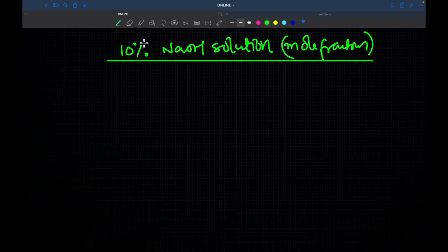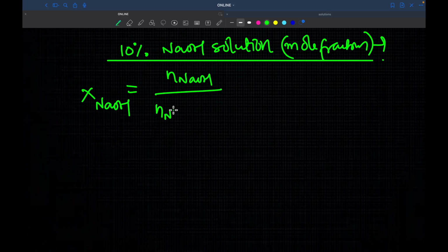So a 10% solution is given. What do we need to calculate? We have to calculate the mole fraction. The formula is the same: the mole fraction of NaOH equals moles of NaOH over moles of NaOH plus moles of H2O. You have to add both, because an NaOH solution contains a solute as well as a solvent. If the solvent is not mentioned, it is nothing but water.